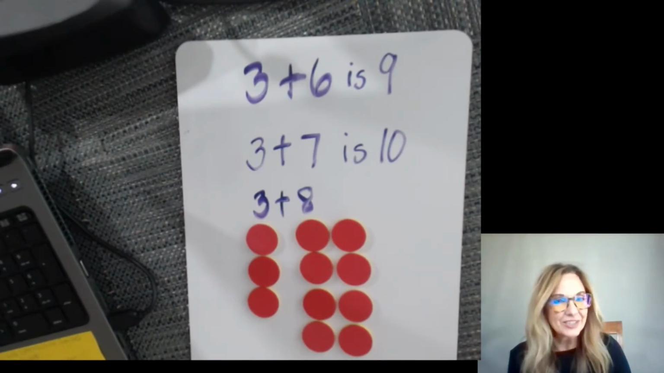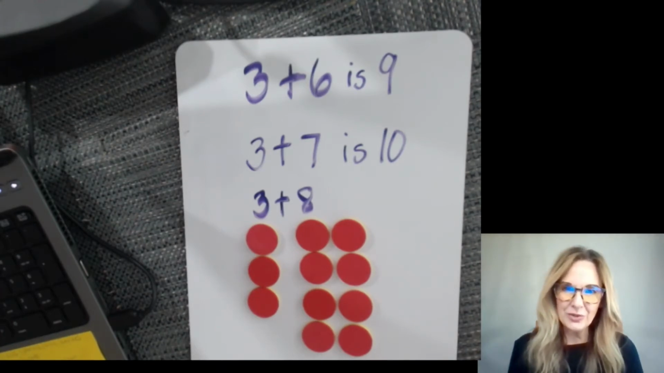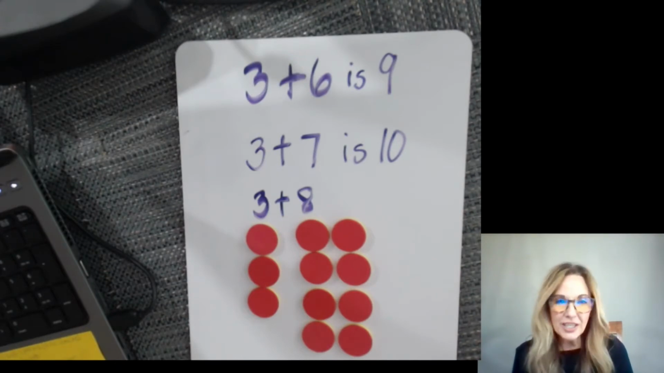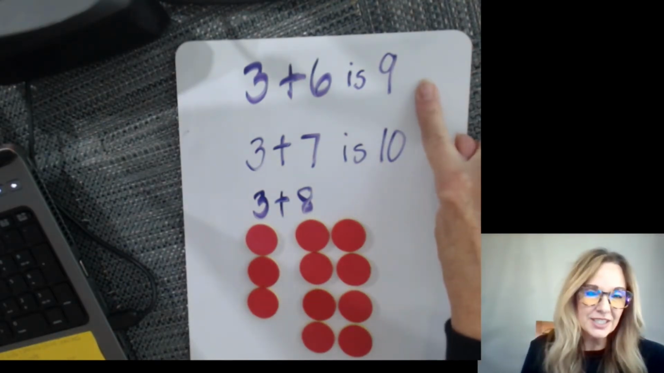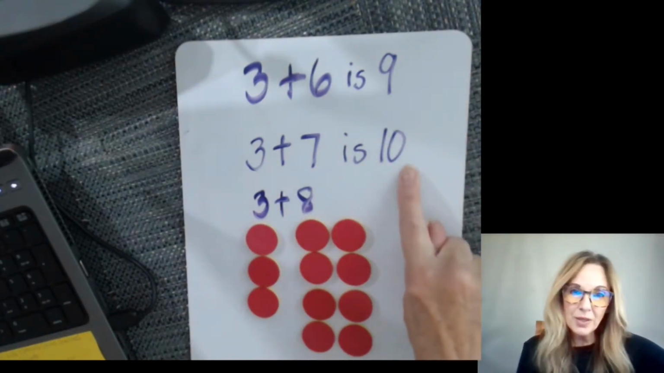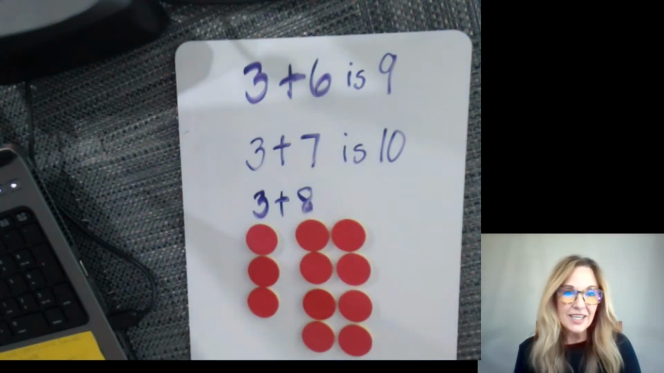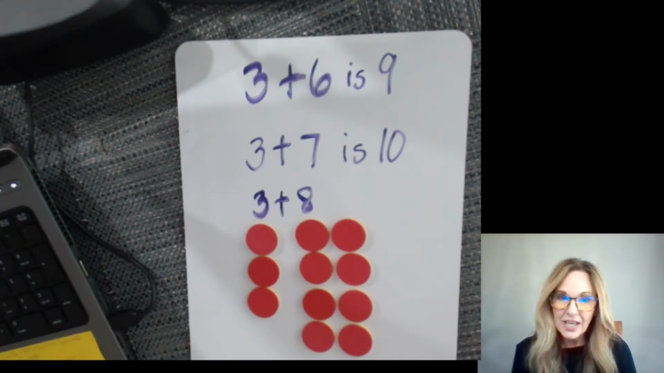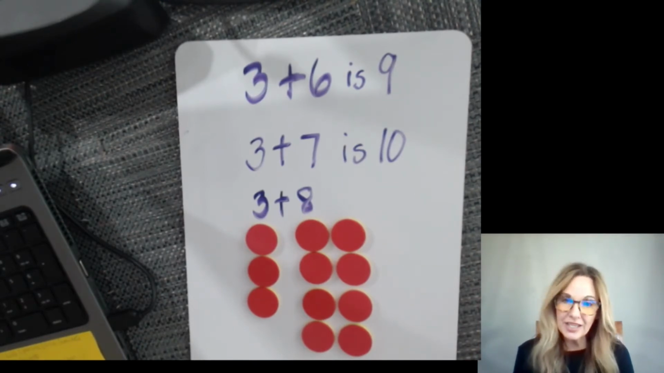Let's figure out how many we have in all. What strategy could we use? Yes, we can use the strategy of looking at our previous problems to help us understand our current problem. So if 3 plus 6 is 9, and 3 plus 7 is 10, then 3 plus 8 is, I'm hearing some people say 11. You could be right, but what strategy could we use to check our thinking?